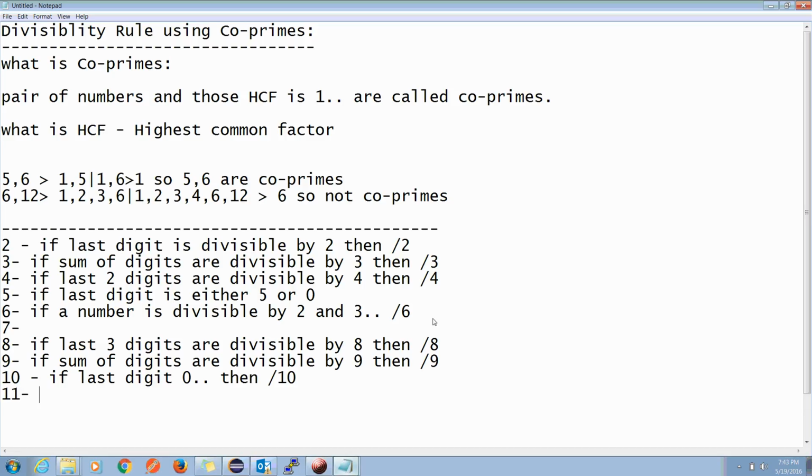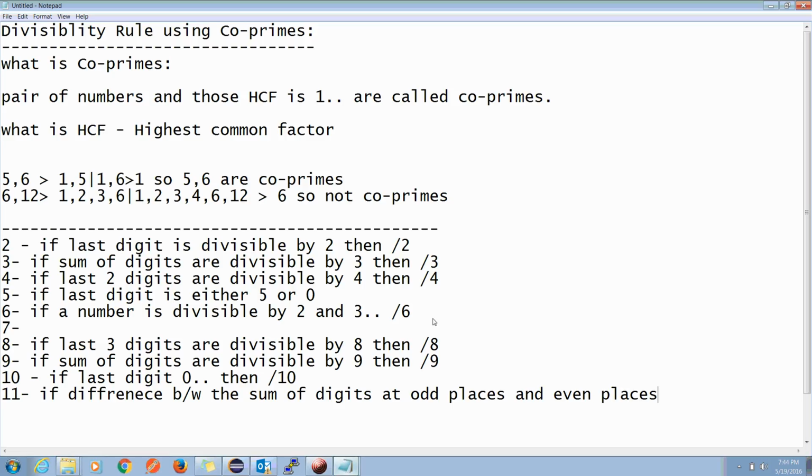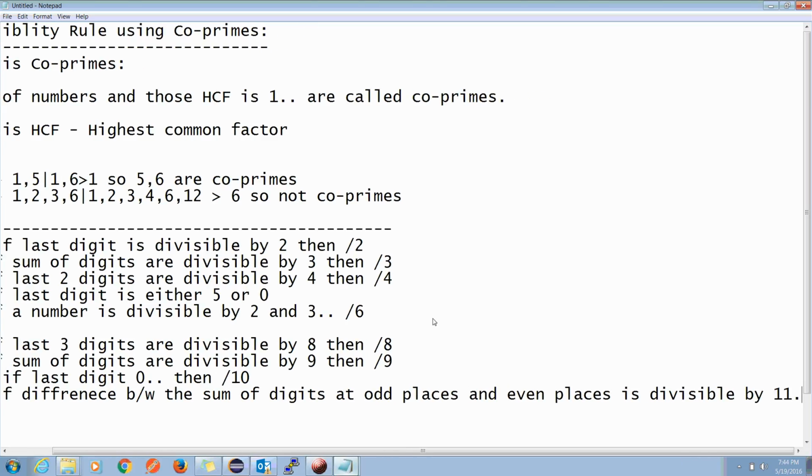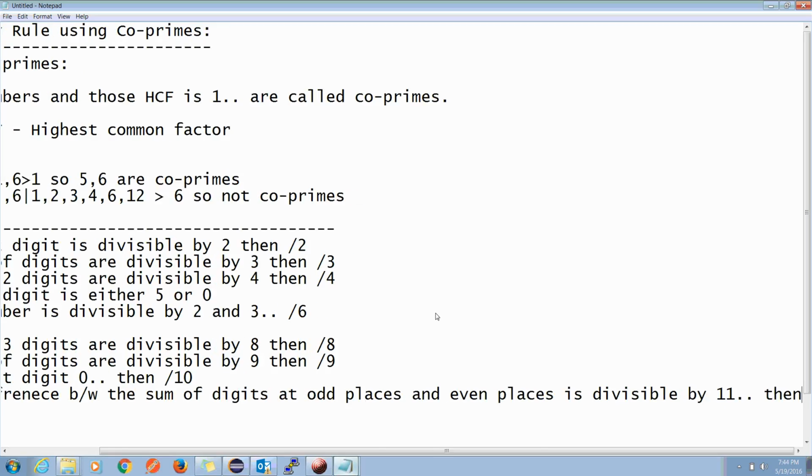11. If the difference between the sum of digits at odd places and even places is divisible by 11, then that number is divisible by 11.